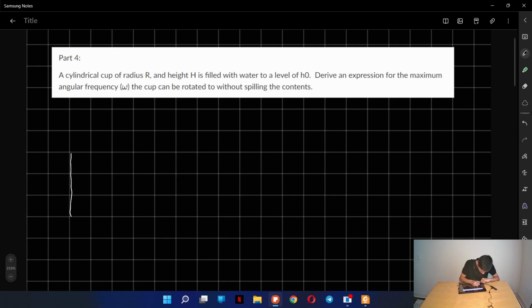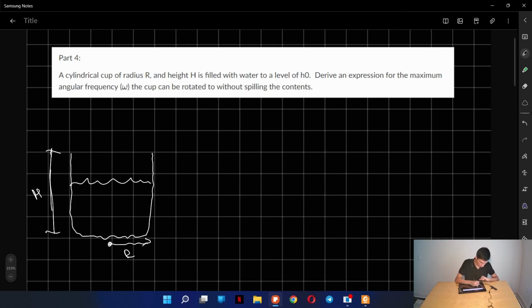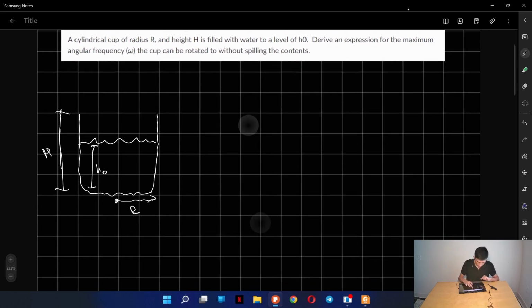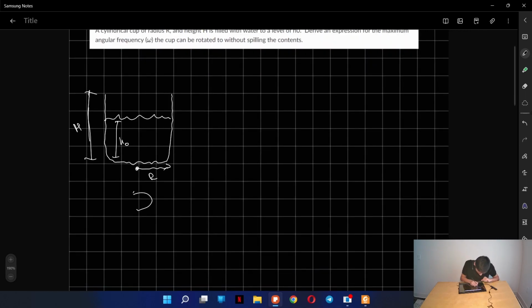So we're going to start by drawing a cylindrical cup of radius r, and it's going to have a height of big H, and then it's filled with water to a level of H0. And we are told that it is rotating with angular velocity omega.